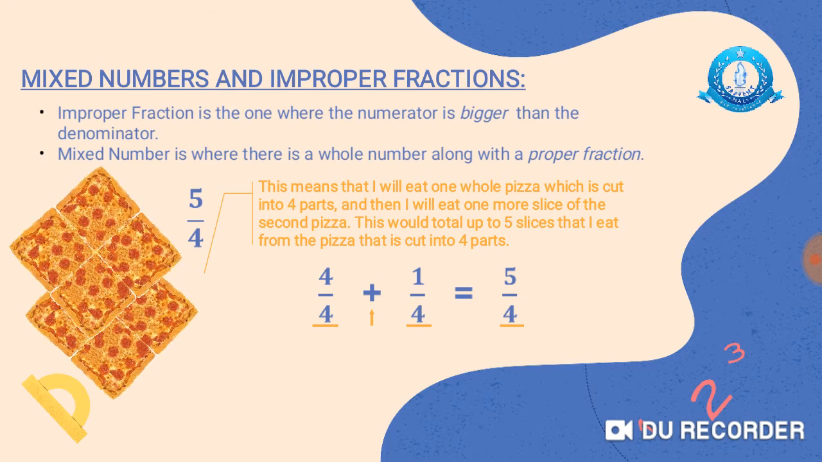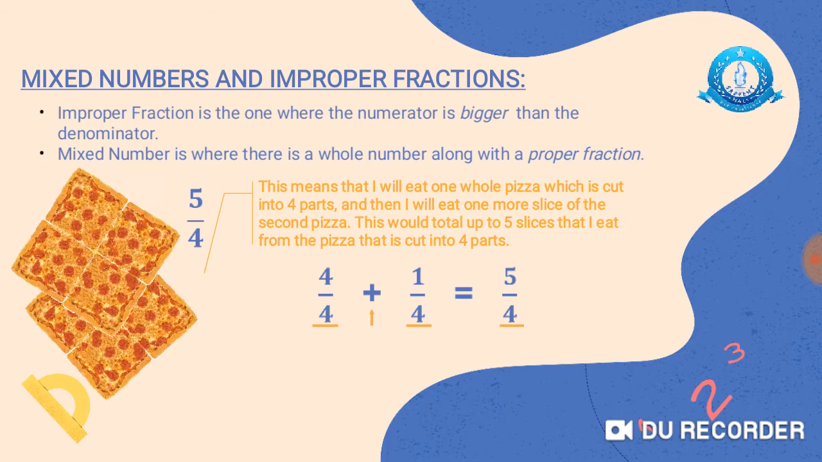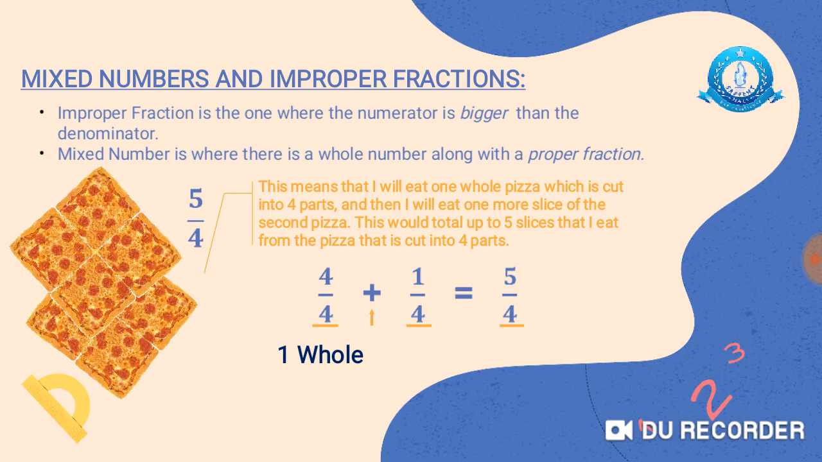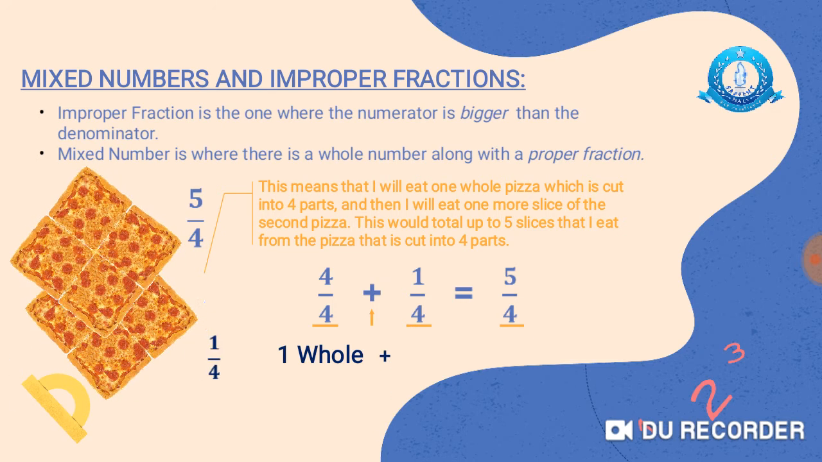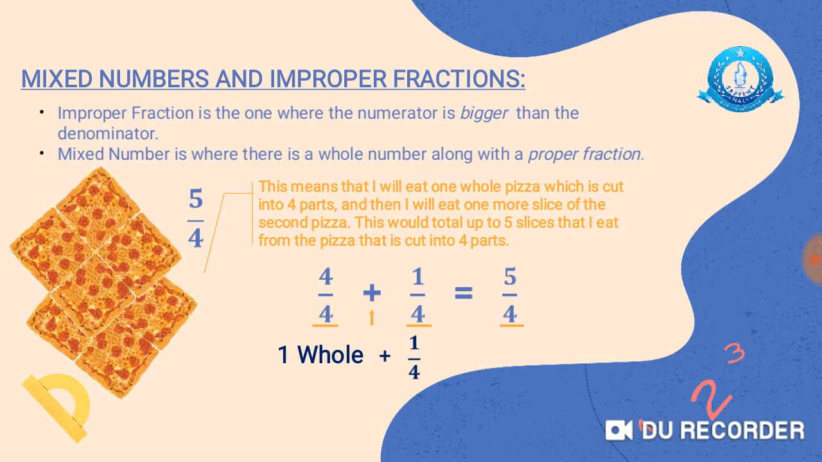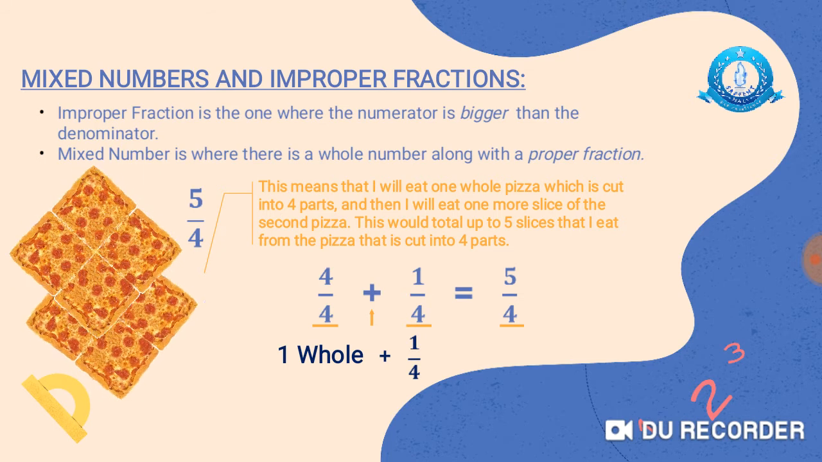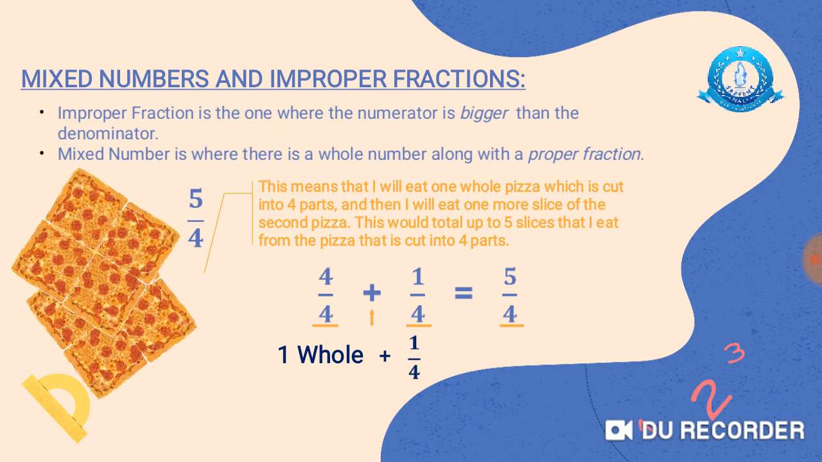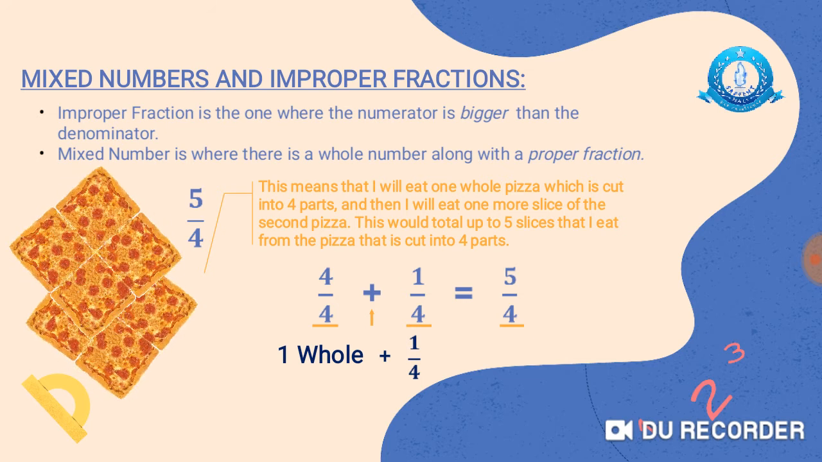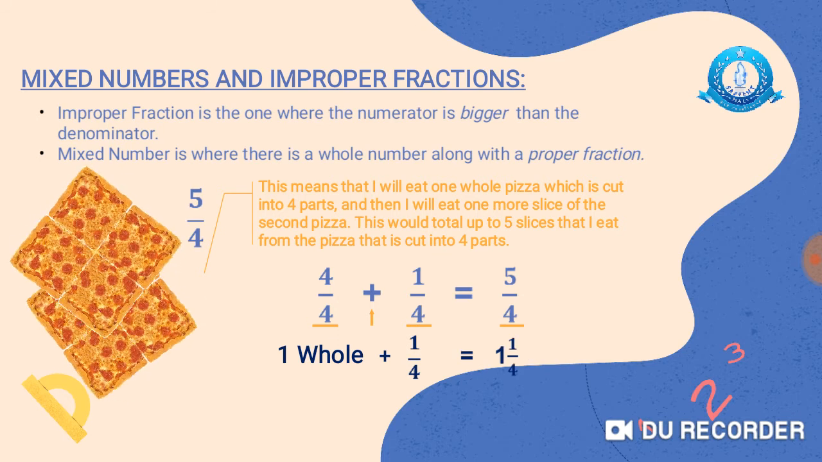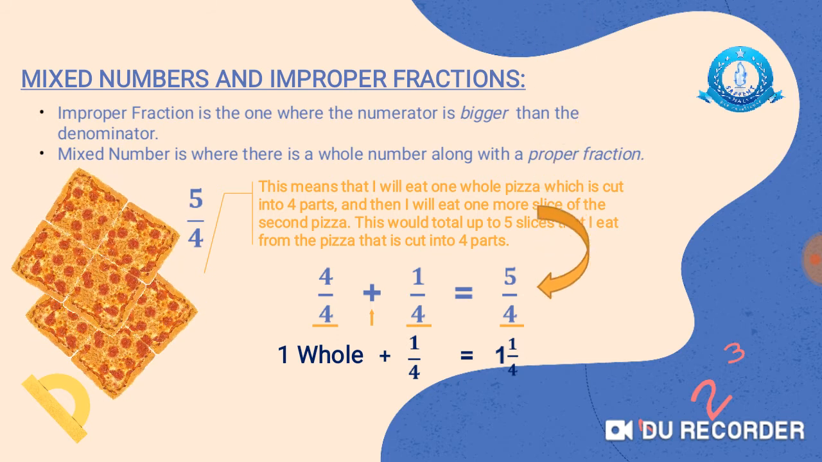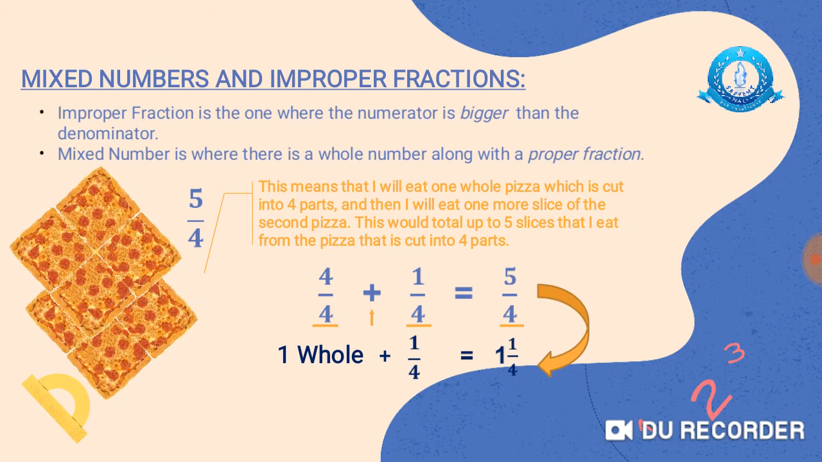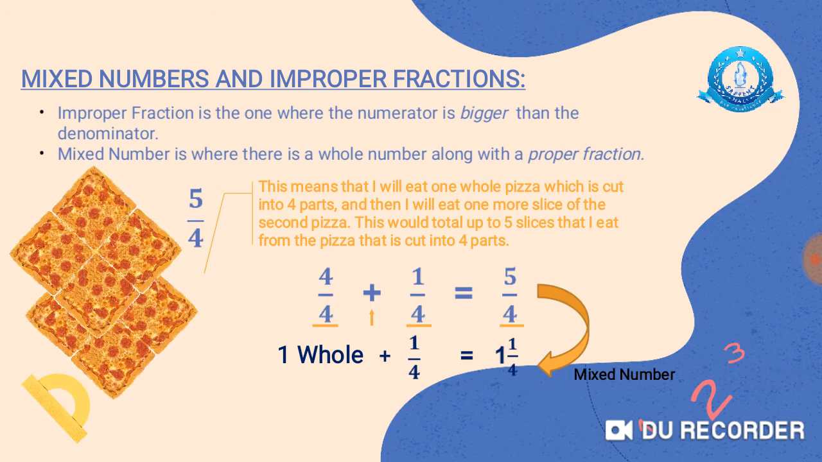If I repeat that again, now listen very carefully. I eat 1 whole pizza. And then I eat only 1 part of the other pizza, which is again cut into 4 parts. So in total, I eat 1 whole, 1 upon 4 of the pizza. If I write the whole separately, this format is called the mixed number.